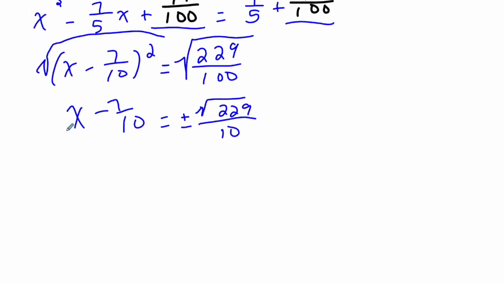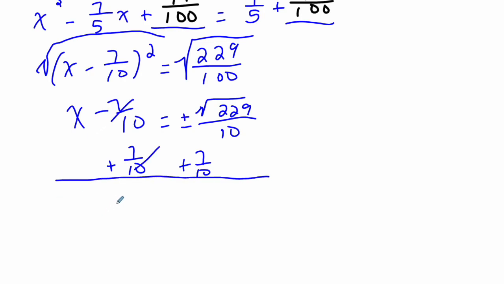Last thing we need to do is add the 7 over 10 over to the other side. So add 7 over 10. There we go. These are gone. X equals 7 over 10 plus or minus square root of 229 over 10.